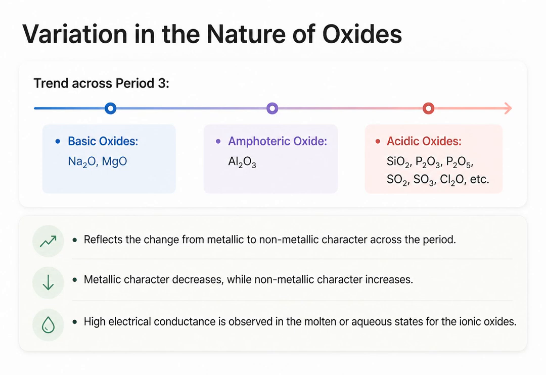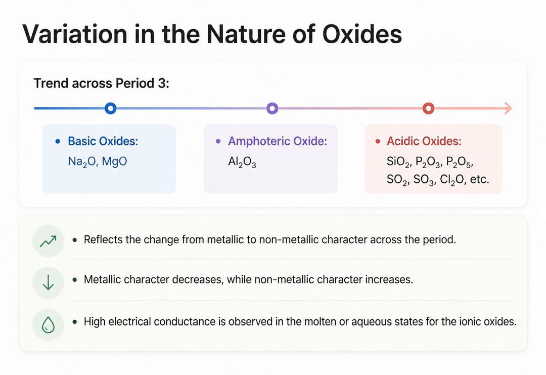Beyond physical states, the chemical nature of these oxides changes drastically across the period. We transition from strongly basic oxides on the left, like sodium and magnesium oxide, to an amphoteric oxide in the middle, with aluminum oxide, and finally to strongly acidic oxides on the right, with silicon, phosphorus, sulfur, and chlorine. This chemical shift perfectly mirrors the transition from metallic to non-metallic character across the periodic table.